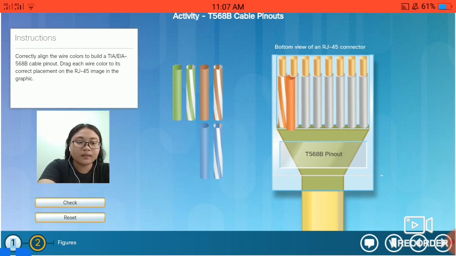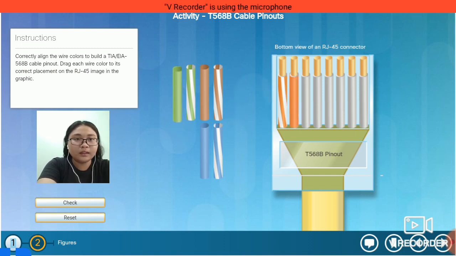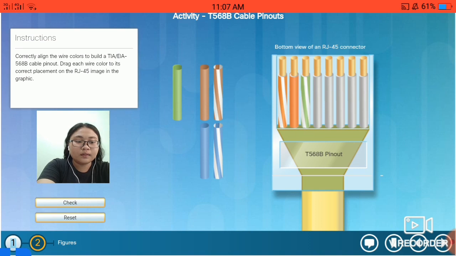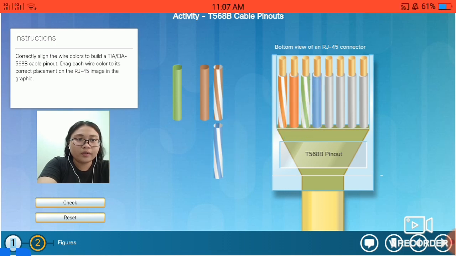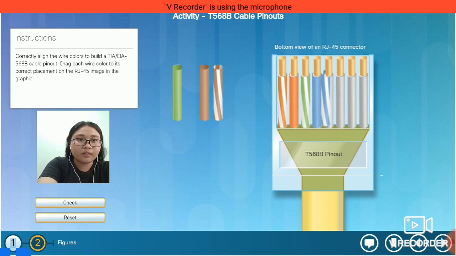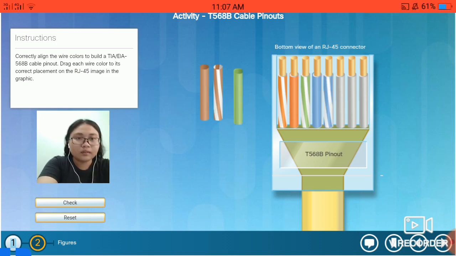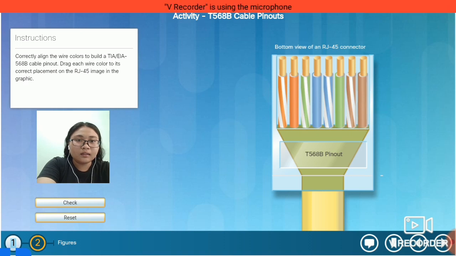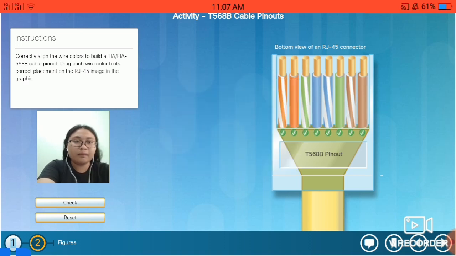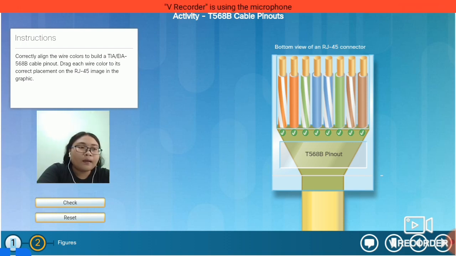First one, the second one, the third one, this one, the fourth, no, this is the third, the fourth, the fifth, the sixth one, the seventh, and the last one. Let's check. All of them are correct. So I will explain the difference between them.